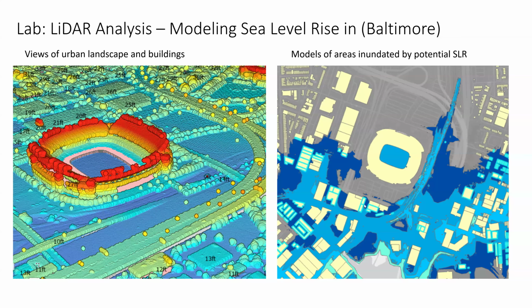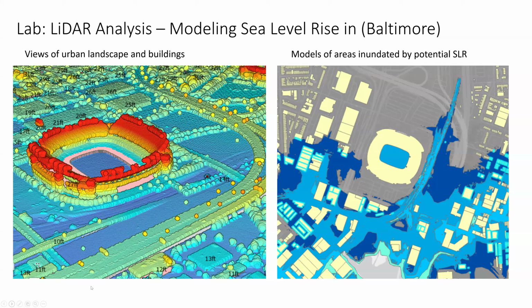Then this is what you're going to create, which is the areas that are inundated by potential sea level rise. So here is Baltimore with the Ravens Stadium here, kind of isolated on the beach once sea level rise actually takes effect. And you can calculate how many buildings are going to be inundated. That's a little bit of the use case and purpose of this lab. Your end point will look somewhat similar to this.